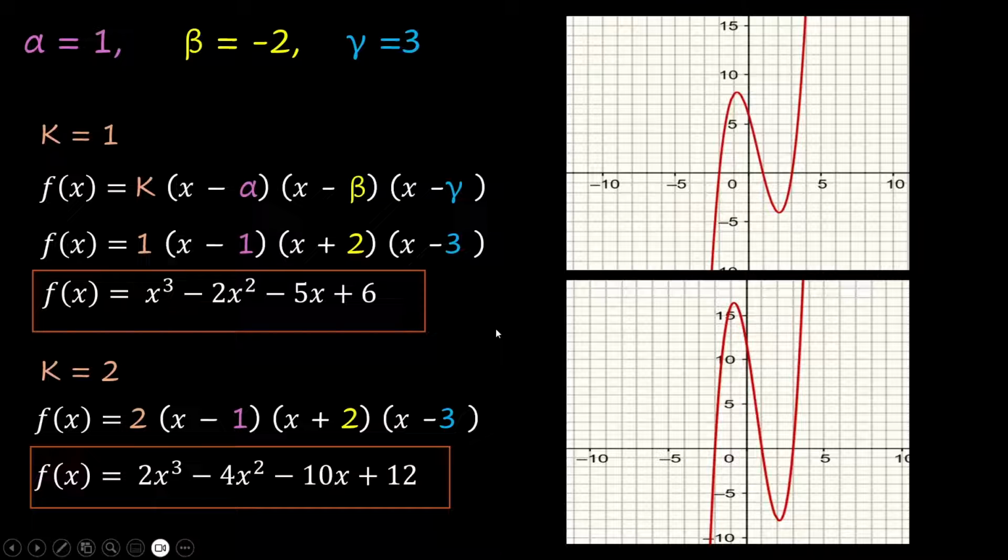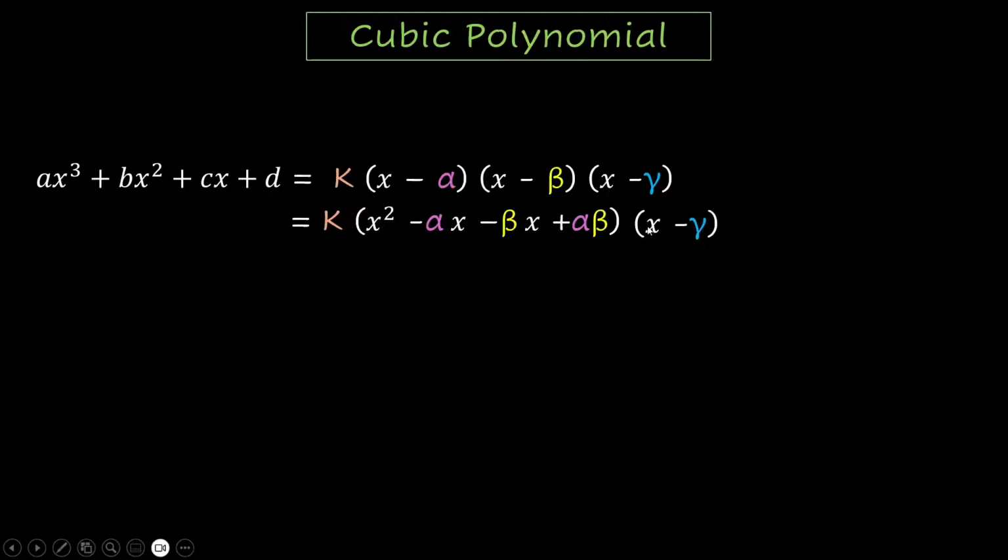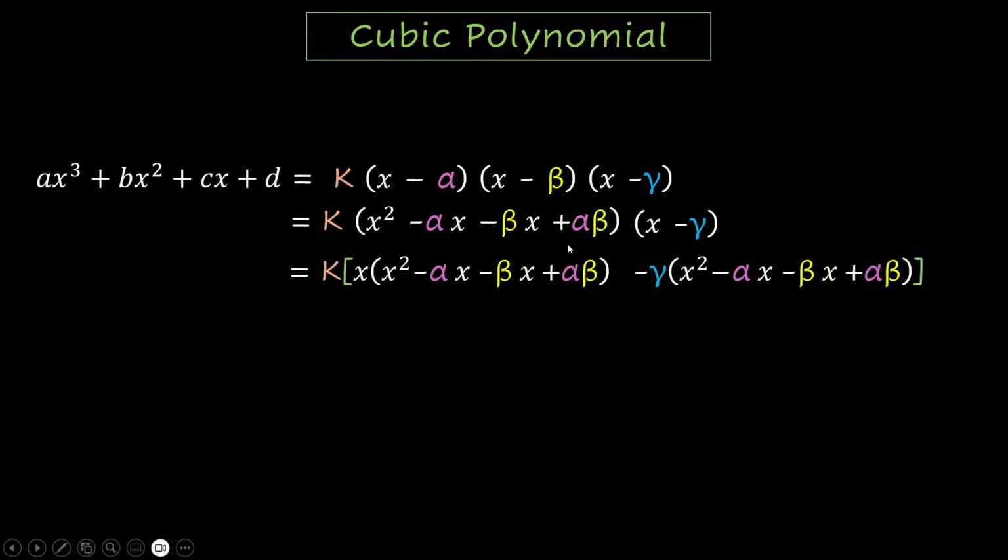Now, since we need a generalized form, so we do not have any specific value for k, we put a constant k over here which can take any value. Alright. Now let us do this multiplication. If we multiply these two terms, we'll get x squared minus alpha x minus beta x plus alpha beta and this term. Now I need to multiply x with the entire term and negative gamma with the entire term. So this is how it will look.